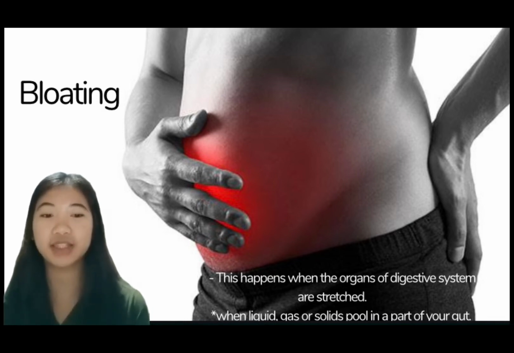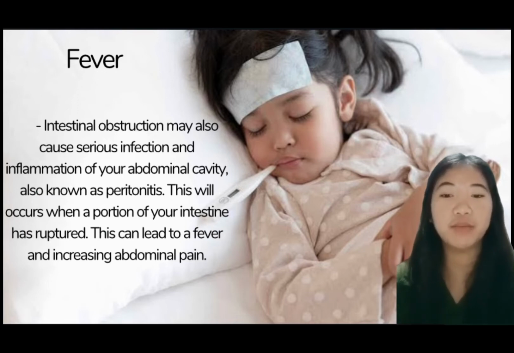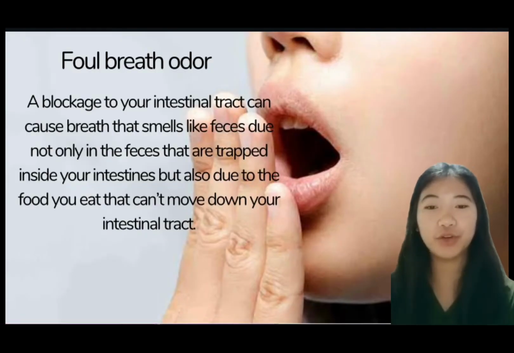region of your gut. Then next is fever. A dangerous infection and inflammation of the abdominal cavity, commonly known as peritonitis, can also result from intestinal obstruction. This will happen if a section of your intestine has ruptured. Fever and intensifying stomach pain may result from this. Lastly is foul breath odor. A blockage in your intestinal tract can result in breath that smells like feces because food that you eat cannot pass through your intestinal tract, in addition to the feces that are stuck inside your intestines.